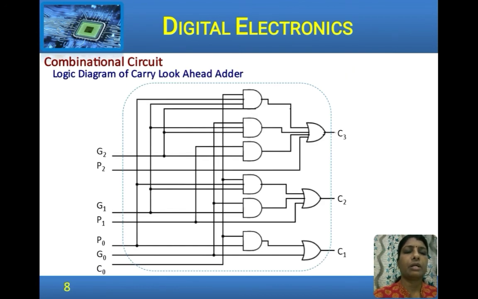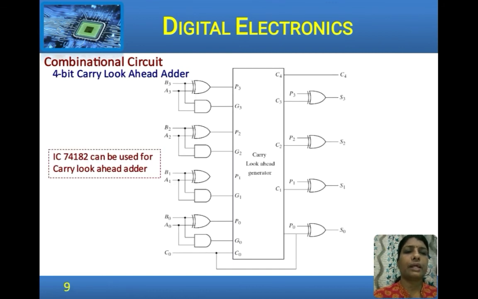Implementing the expressions that we have seen in a logic diagram, this is the logic diagram of a carry look ahead adder. So C0, G0, P0 gives the first carry, and then C0 plus the other combinations gives the second carry, and so on. Using that logic, we have the IC 74182, which is a carry look ahead generator. Giving the inputs as P3, G3 and so on, the outputs are the carries. From this, the sum and carry can be obtained.